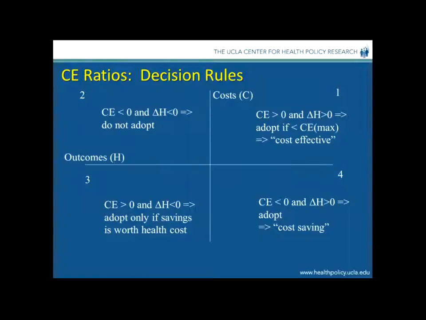Now moving down to the third quadrant, this one is a little bit more difficult to understand. Mathematically it makes sense, but intuitively it's not as obvious what's going on here. Here the ratio is positive, but the ratio is positive because, remember from your math, a ratio of two negative numbers is a positive number. In this quadrant, costs are lower, but so are the health outcomes. You're saving money, but you're also diminishing health outcomes.